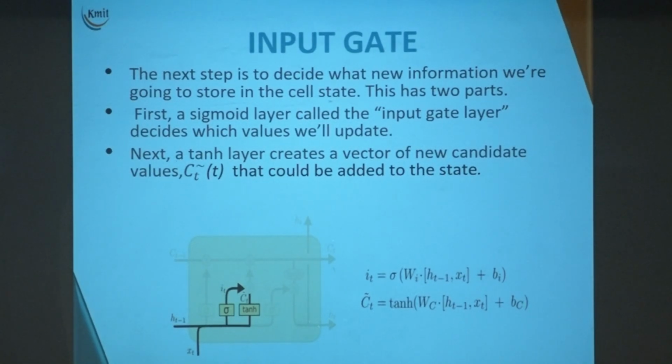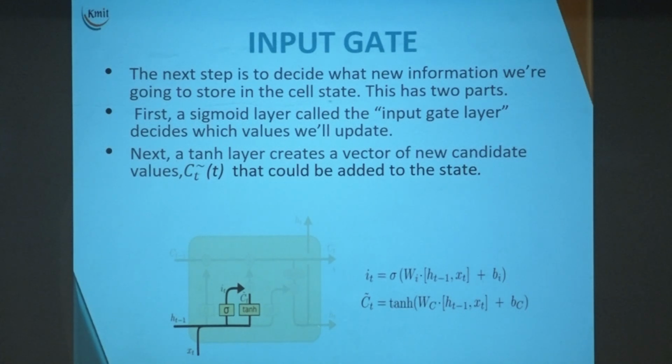A sigmoid layer called the input gate layer decides which value we will update. There is also a tanh layer inside this input gate. So there are two activations that we are using in an input gate. One is a sigmoid, another is a tanh. Sigmoid will decide which value to update, and tanh will create a vector of the new candidate that is supposed to get added. Clear enough?